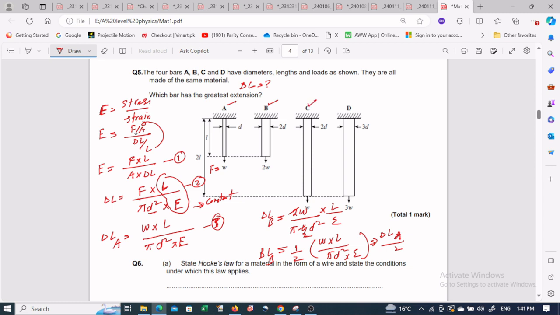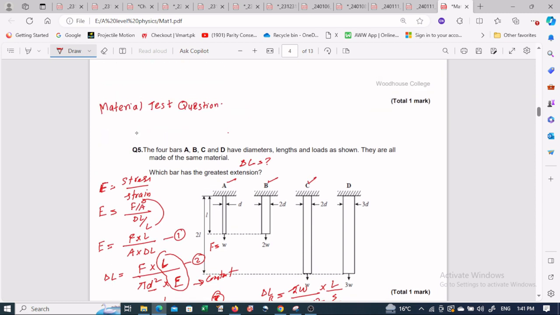Now for C, similarly, we solve for delta L C. The force is again W, and the diameter is 2D, so again we have 4D square. L and E are the same. Taking the constants outside, we get W L over 4 pi D square E, which is the original extension delta L A over 4. So the extension for C decreases four times.